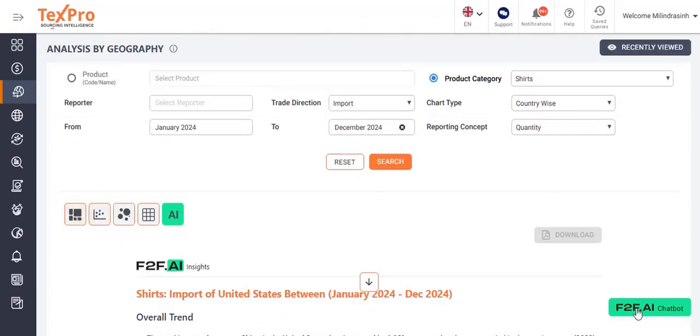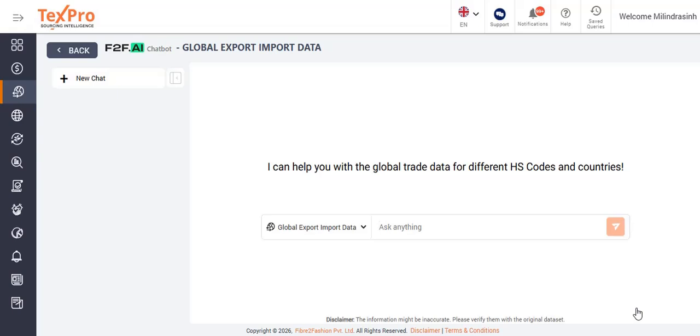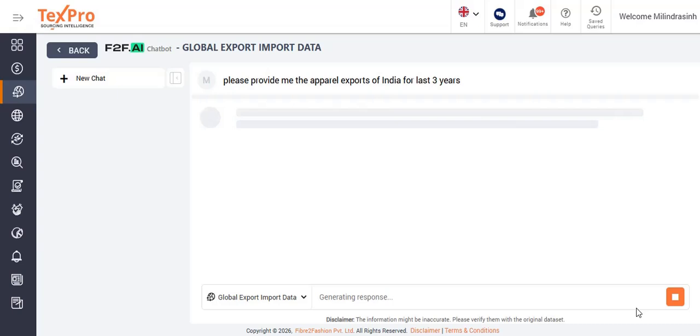And then we have the AI chatbot. Over here, if one does not want to select the data by themselves, they can pull the data from here by writing prompts in natural language. For example, please provide me the apparel exports of India for the last 3 years. Now instead of selecting the filters and pulling out the data, the AI will pull out this information and populate the result.